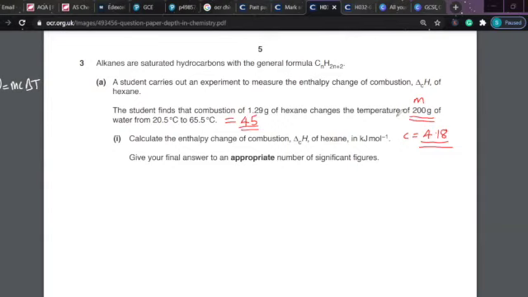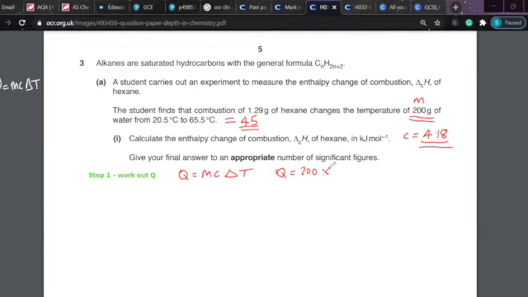So I like to do all my calculation questions in steps, and we're going to do this in steps. Step 1 for all of my calculations is actually to work out Q. So the formula is Q equals mc delta T. Delta T means the temperature change.